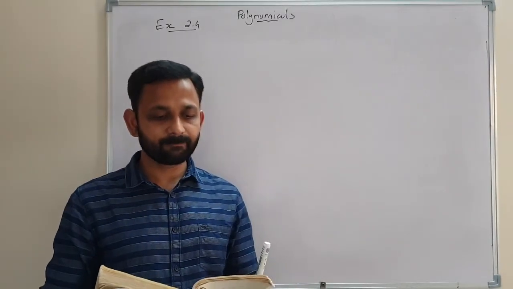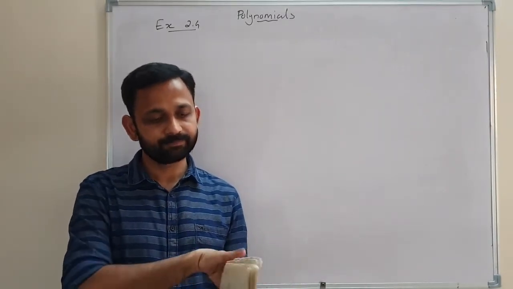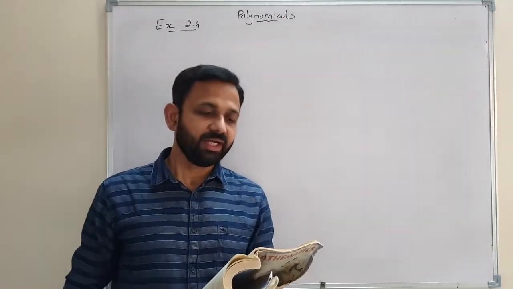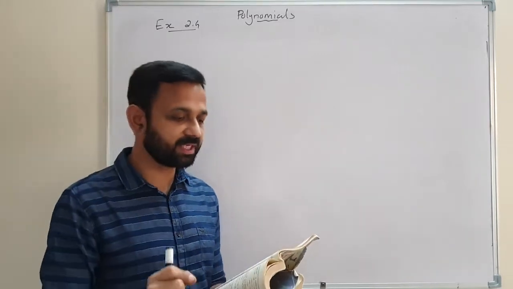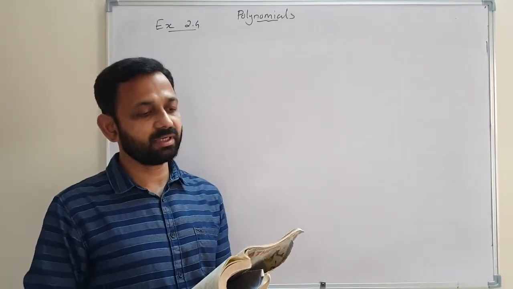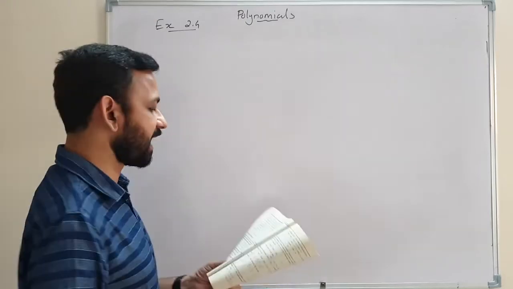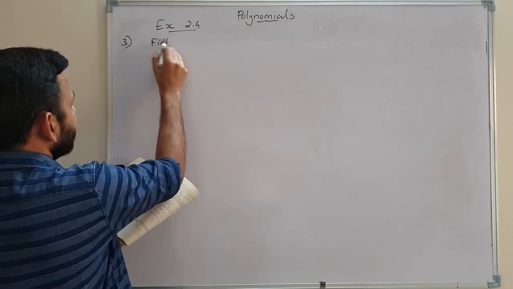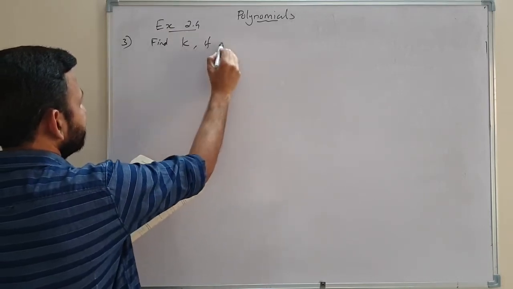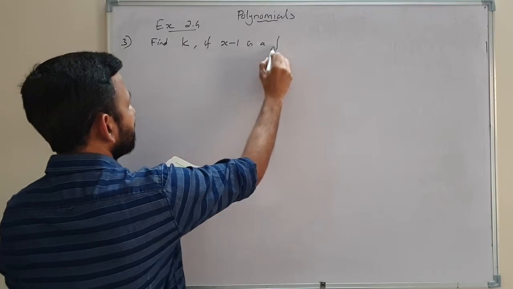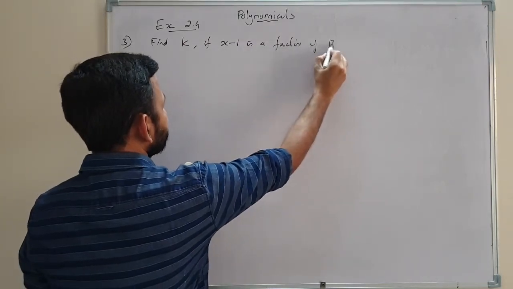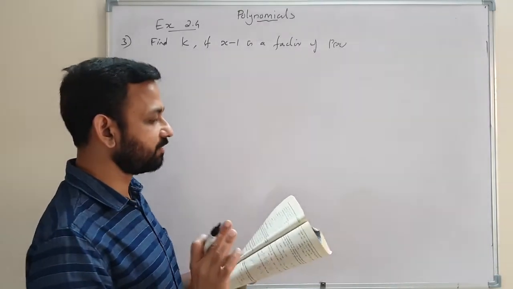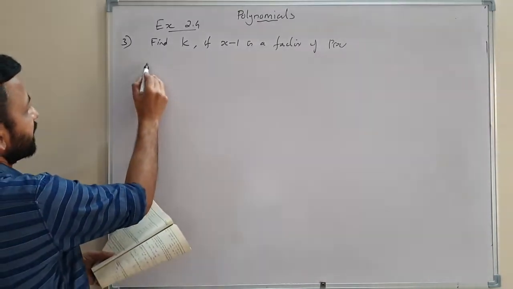Then question number 3. Find the value of k if x minus 1 is a factor of p of x in each of the following cases. And here it's given x minus 1 is a factor of p of x. Third question: find k if x minus 1 is a factor of p of x. If x minus 1 is a factor of p of x, find the value of k. We can do the second part.